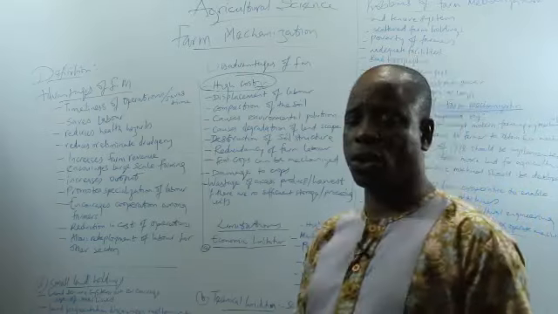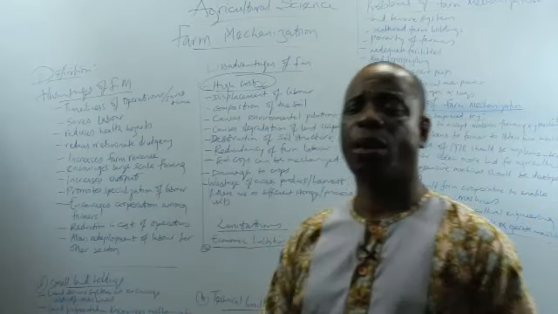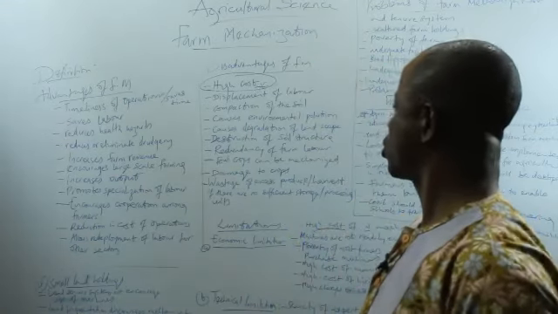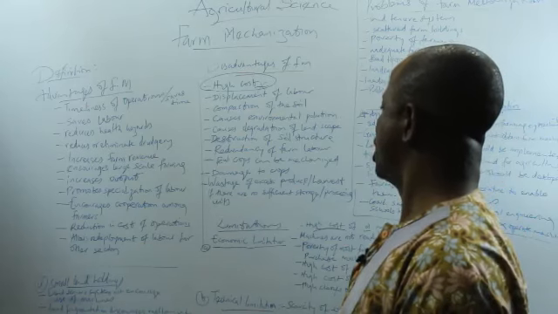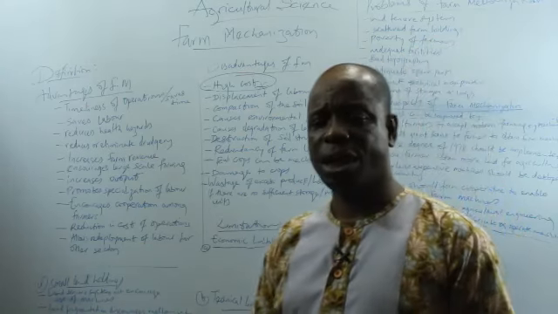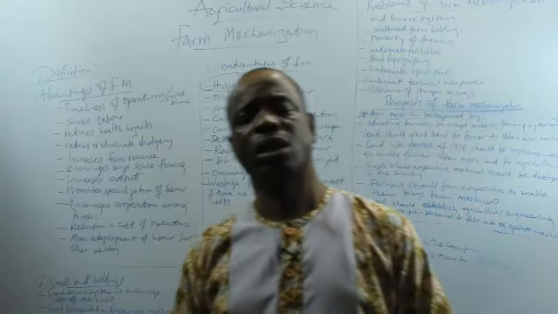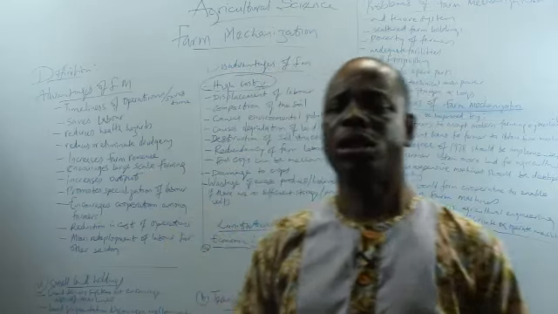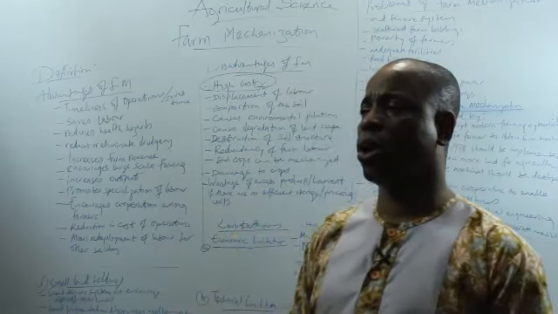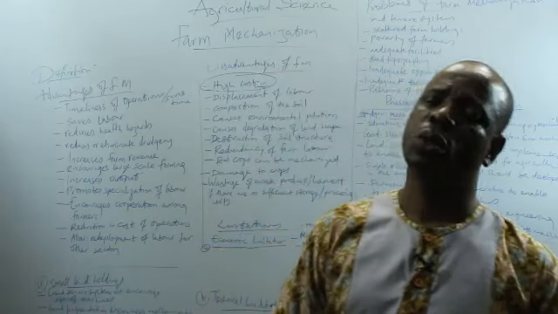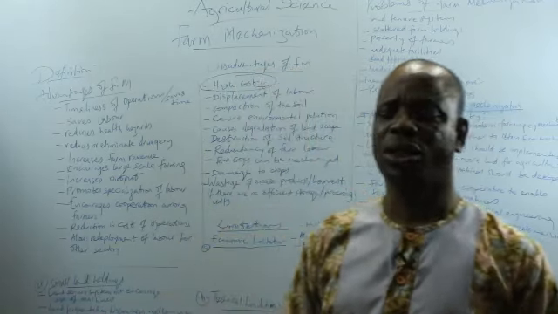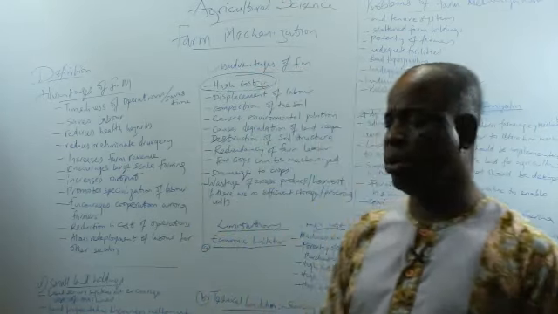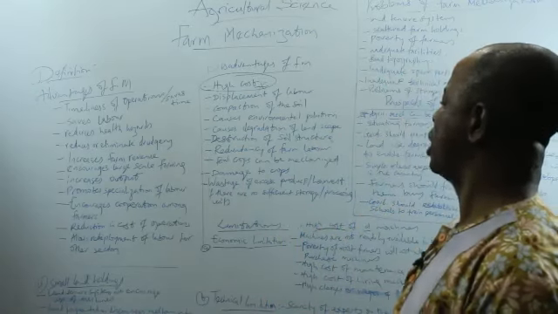Number 2, compaction of the soil. These machines are very heavy. By the time they move on the soil, it is compacted and pressed together, thereby destroying a lot of things in the soil. Next, it causes environmental pollution. The smoke that comes from the big machines, bulldozers or tractors, these heavy thick smokes will cause air pollution. The sound will cause noise pollution, while the oil that drips from the engine will cause water pollution or sewage. So farm mechanization can lead to environmental pollution.